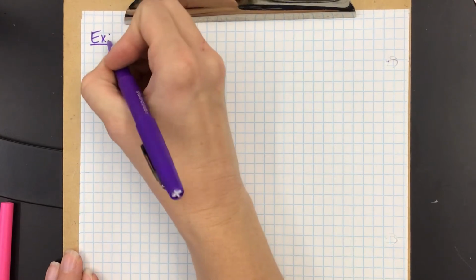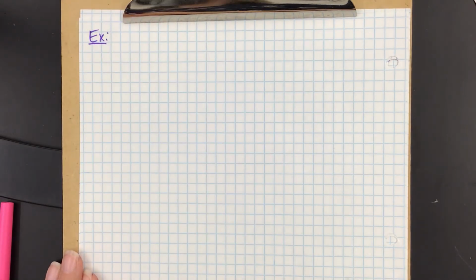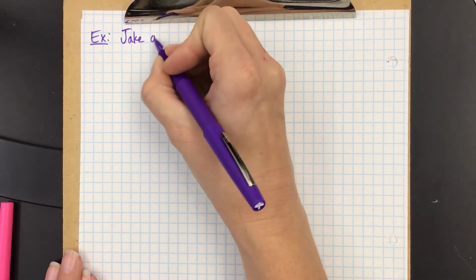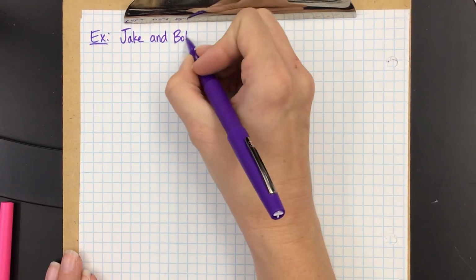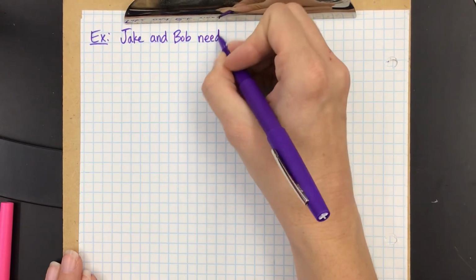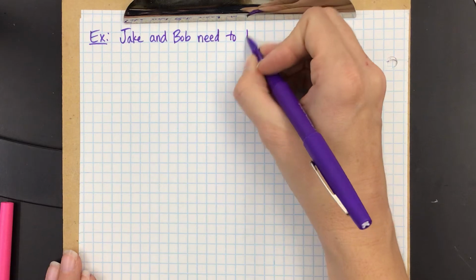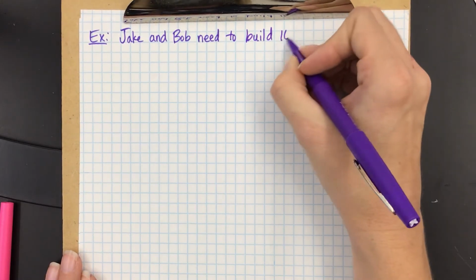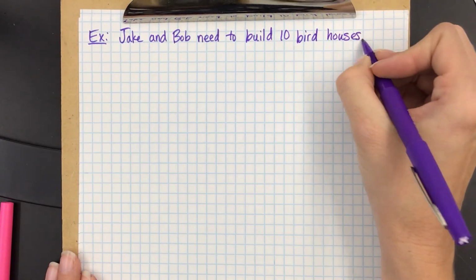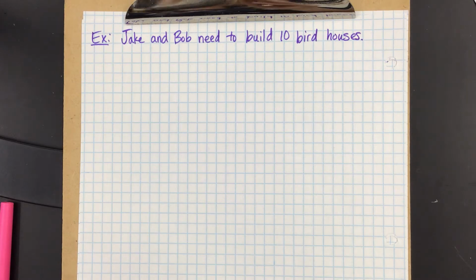All right. So we're going to do an example about two guys named Jake and Bob. Jake and Bob are building birdhouses. In fact, they need to build 10 birdhouses. So they need to build 10 all together. That means if Jake builds all 10, then Bob doesn't have to build any. Or if Jake builds 5, Bob will have to build 5 so that altogether they have 10.